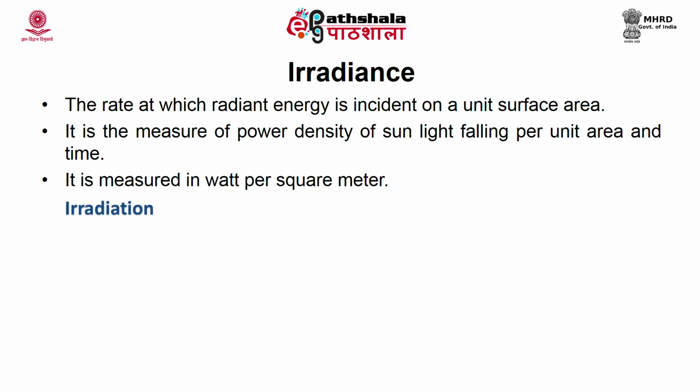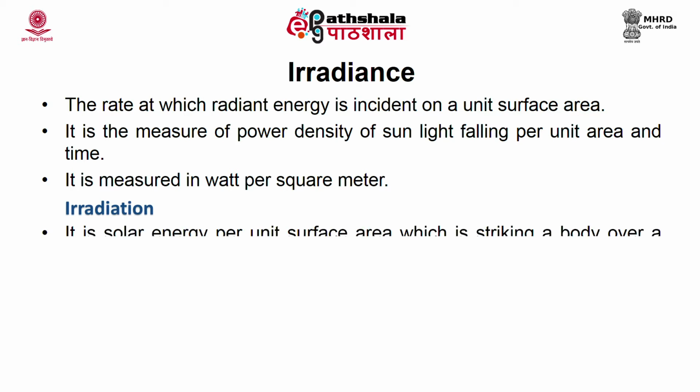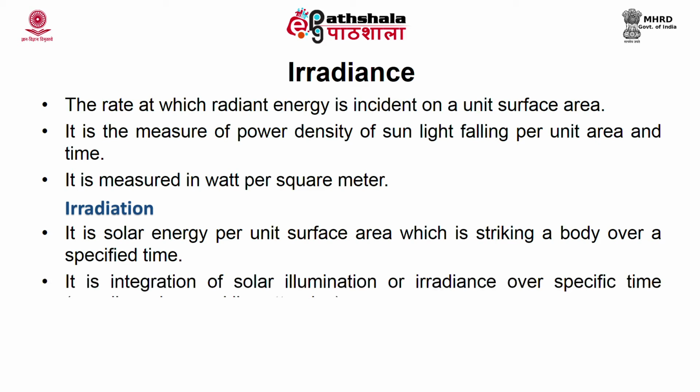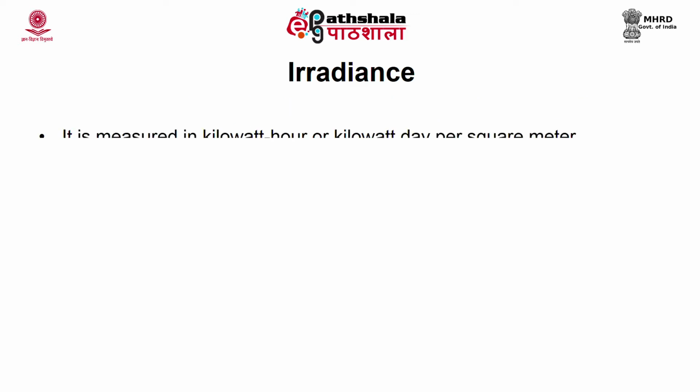Irradiation is the solar energy per unit surface area which is striking a body over a specified time. Hence, it is an integration of solar illumination or irradiance over a specified time. That means, it is an integration of the irradiance over specified time. Usually, it may be an hour or a kilowatt day. It is measured in kilowatt hour or kilowatt day per square meter.